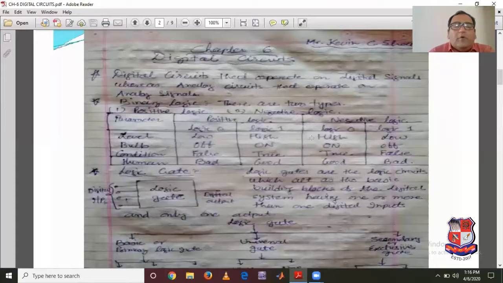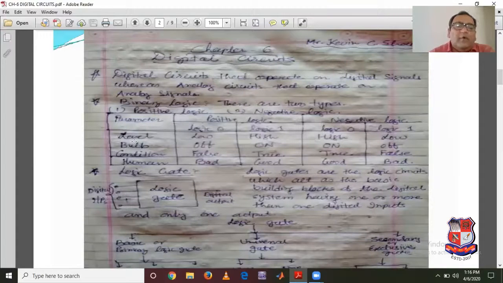So first, and very important, if you consider a level, then if the low level is available in positive logic, we can say it is logic 0, and if the level is high, we consider it logic 1. In the same way, in negative logic, logic 0 means the level is high, and logic 1 means the level is low.